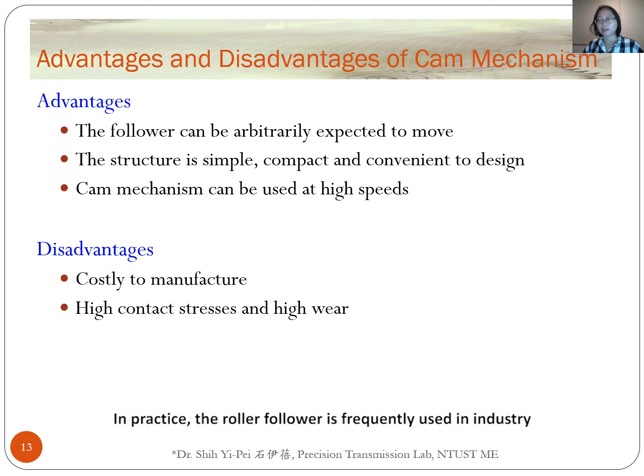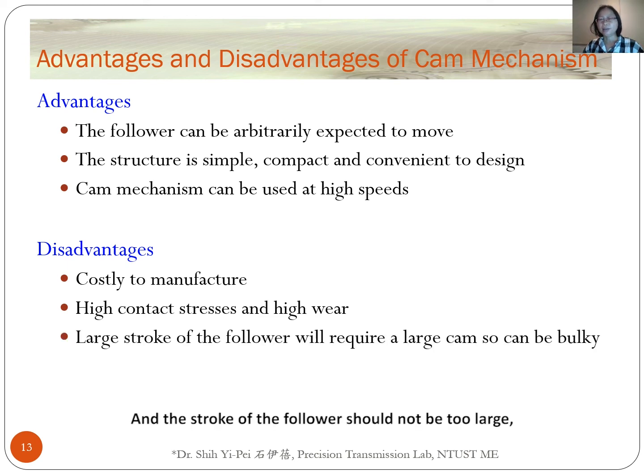In practice, the roller follower is frequently used in industry because it has lower contact stress and wear than other types of followers. And the stroke of the follower should not be too large, otherwise the cam will become bulky.